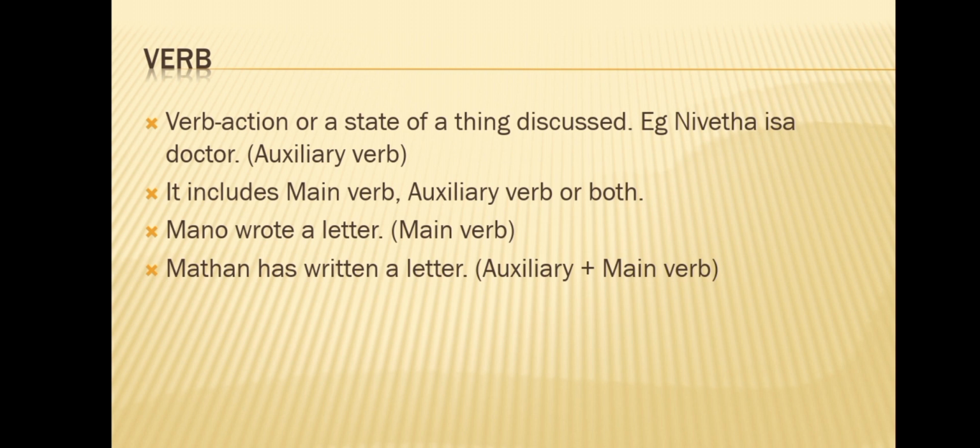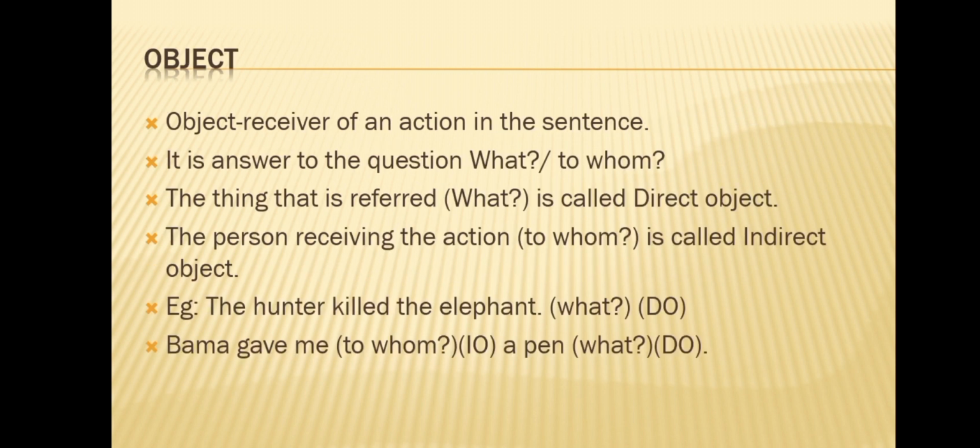Okay. Next, we are passing on to the next pattern, that is object. Object is the receiver of an action in the sentence. Simply, you can find the object in a sentence in an easy manner. If a part of a sentence answers the question what or to whom, it forms the object of the sentence. You can look at the example.